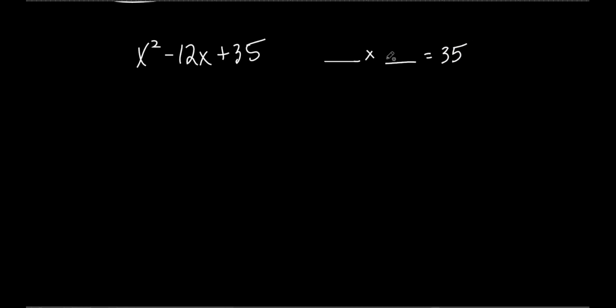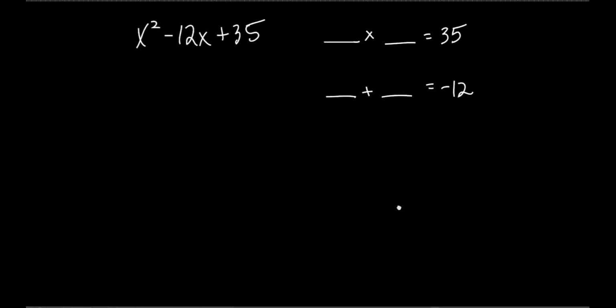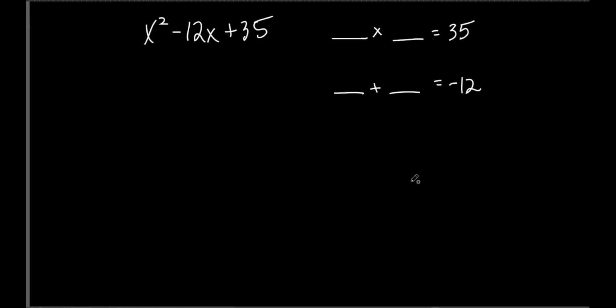Right, they multiply to be the last one. Remember, first and last are multiplication. It's the outside and inside that add up. So the same two numbers, if I add them up, need to equal what? Negative 12. All right? Everybody see that? This is a little different than the other one, but it still is the same. It's no different. It's just different numbers is all it is.